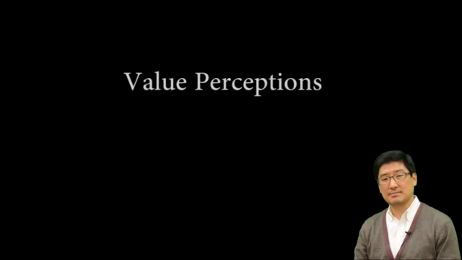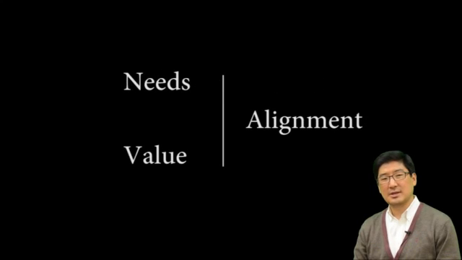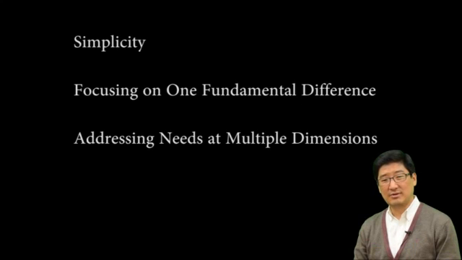Overall, meeting both needs at the same time would take a whole lot of energy and innovation. This is directly linked to value perceptions of all constituencies in an ecosystem. If more constituencies in your ecosystem are on the same page and more of their value perceptions and needs are aligned, things get much easier and your solution is more likely to sustain longer. I call these needs alignment and value alignment. I hope you could leverage these points and design your solution that will have easier entry and longer lifetime. Again, the keywords here are simplicity, focusing on one fundamental difference, and addressing needs at multiple dimensions.